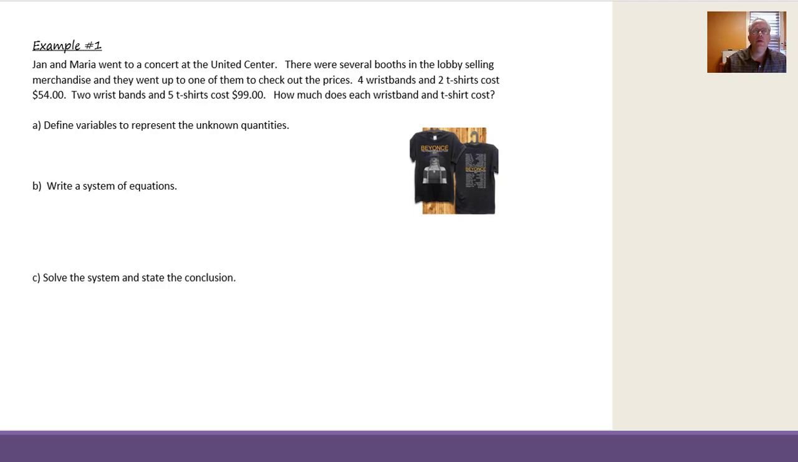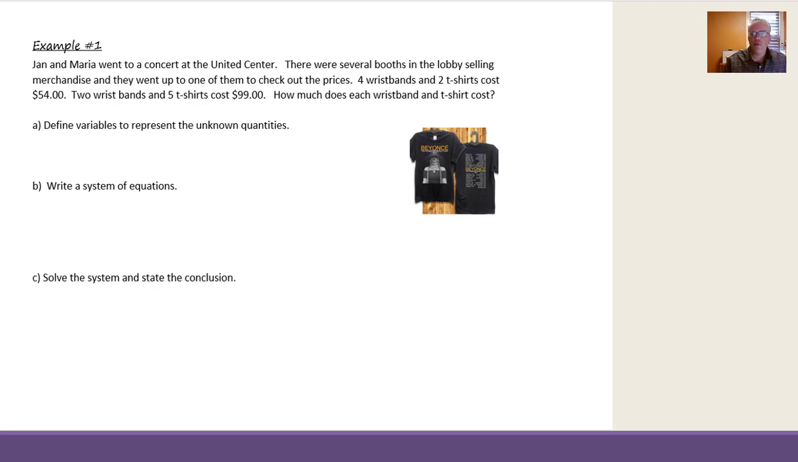Jan and Maria went to a concert at the United Center. There were several booths in the lobby selling merchandise, and they went up to one of them to check out the prices. It turns out that 4 wristbands and 2 t-shirts would cost $54. And then 2 wristbands and 5 t-shirts would cost $99. The question is, how much does each wristband and each t-shirt cost?